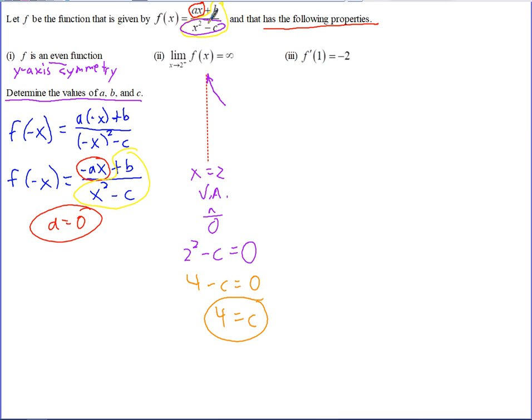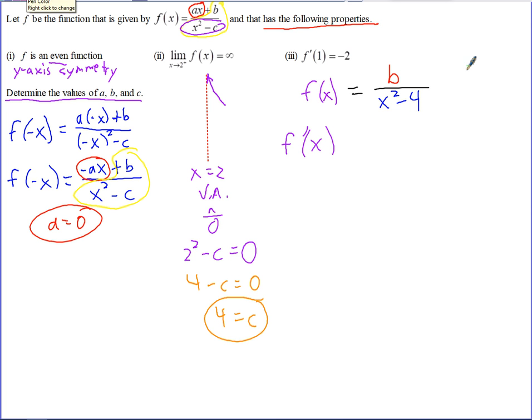All right, so remember, we already figured out, based on the first property, that a is 0, so now we can think of f of x as just b on the numerator, which is all that's left. And now we know c is 4, so divided by x squared minus 4. So the only way we can utilize this f prime of 1 is negative 2 is if we actually find the derivative. So f prime of x.